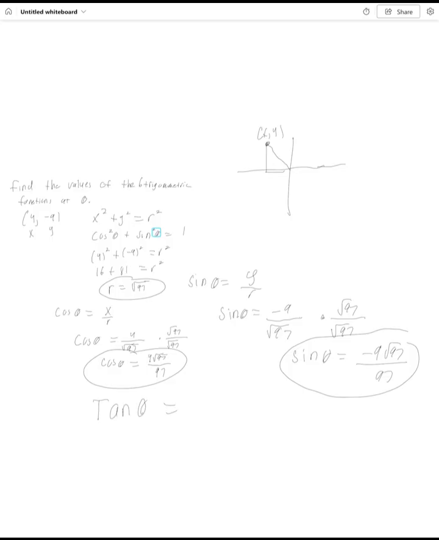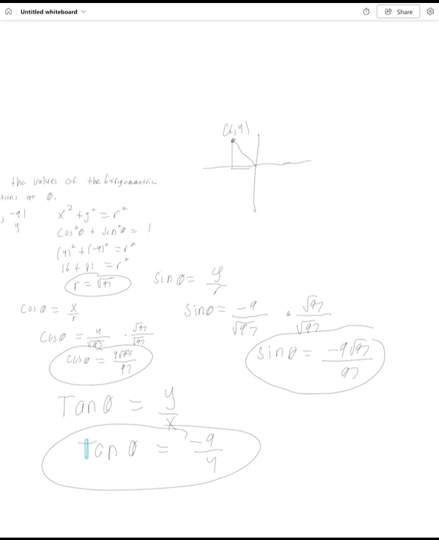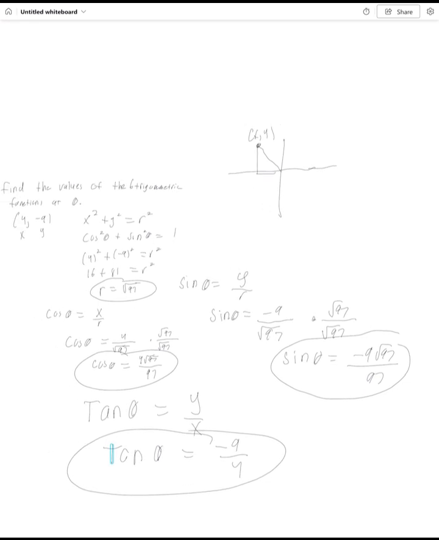Now how do we get tangent? So it's y over x. So tangent of theta equals y over x. So we just do tangent of theta equals -9 over 4. And that's really it. Now the rest of them we can just flip. So cotangent of theta would just be 4 over 9, still negative.